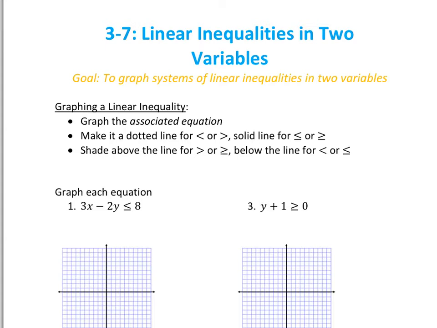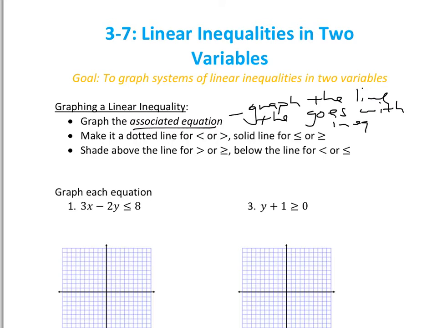So, to graph these things, you have to start by graphing the associated equation. Right, that's kind of a fancy word. It's not really that fancy, but it's kind of fancy. It just means graph the line that goes along with the inequality. Okay, so if you didn't write it as an inequality, but instead you wrote it as an equation, right, that would be the associated equation. Right, then, so you just pretend it's an equal sign first, graph it.